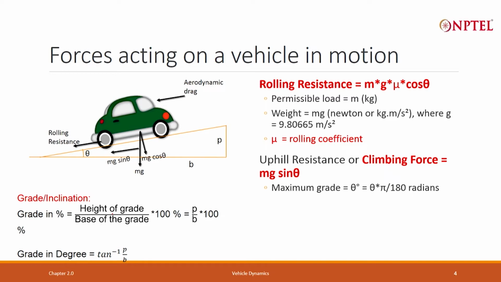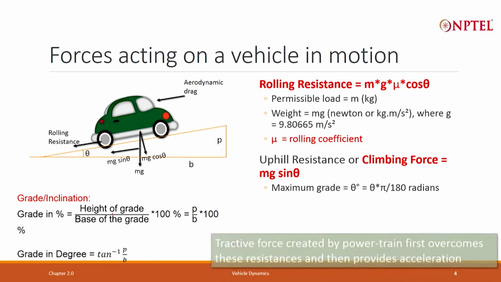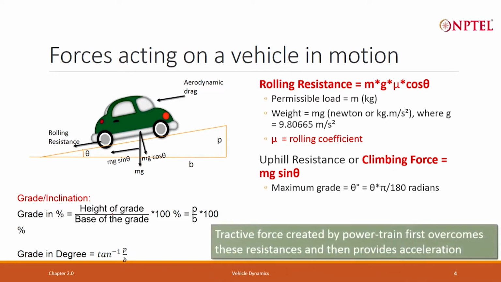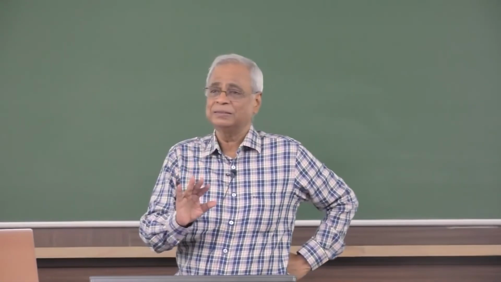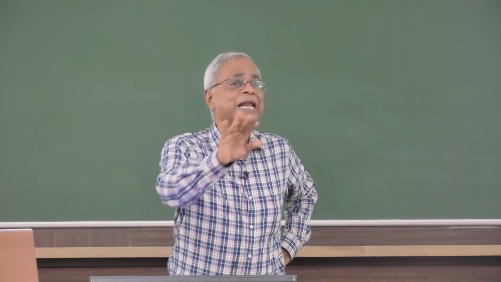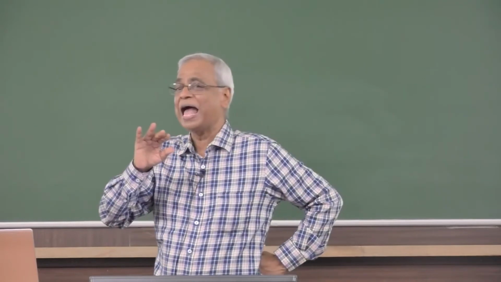So, there are 3 forces that the vehicle will always encounter. Now, if it is a flat road, theta will be 0 and mg sin theta will be 0, but the rolling resistance and aerodynamic force it will always encounter. So, the tractive force created by the powertrain will always have to first overcome these 3 resistances, the aerodynamic, rolling resistance and gradient resistance, and then the vehicle will start moving and it can accelerate. So, then it will have to have an acceleration power.